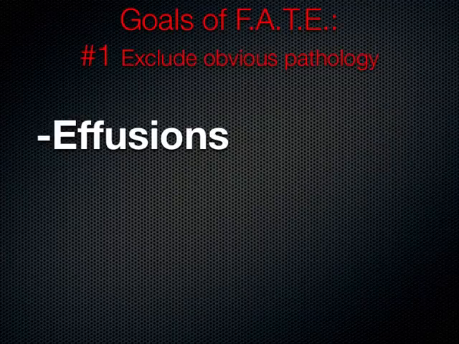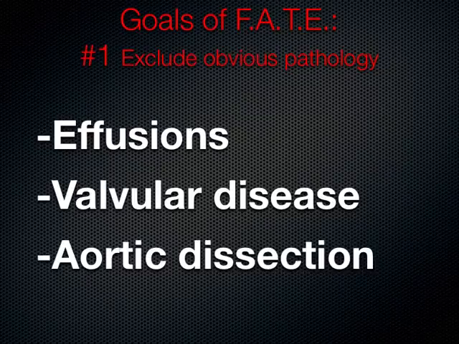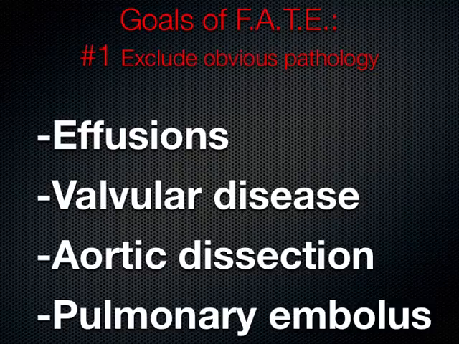So getting back to the goals of the FATE exam, now that we know where the windows are, number one is to exclude something really obvious like effusions either around the heart or in the chest, or a really obvious problem with the valves, valvular disease. Also an aortic dissection can be seen, and pulmonary embolism is denoted by having a very large right ventricle.